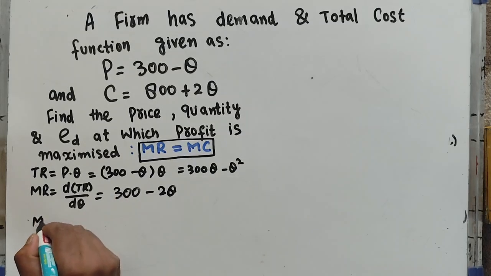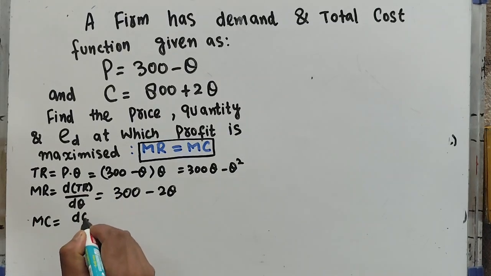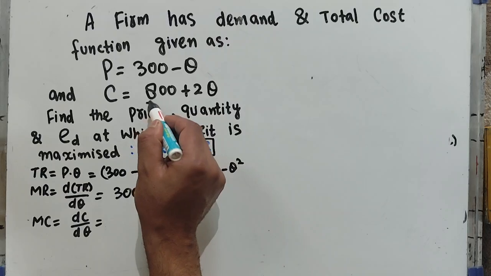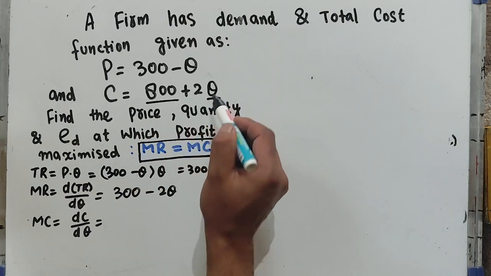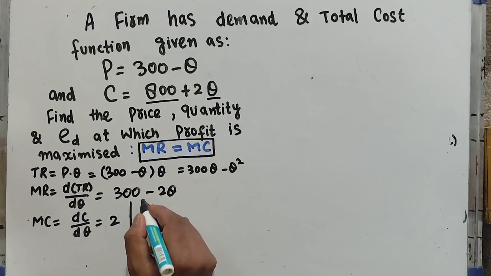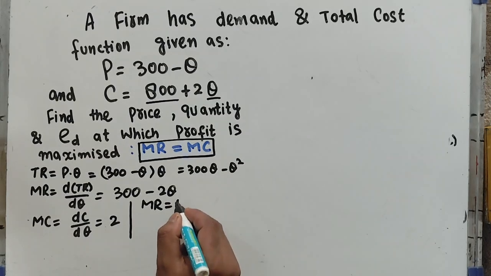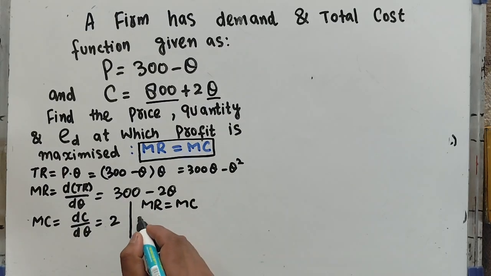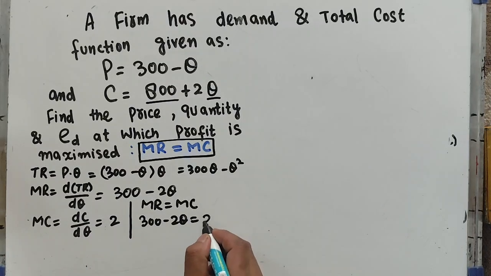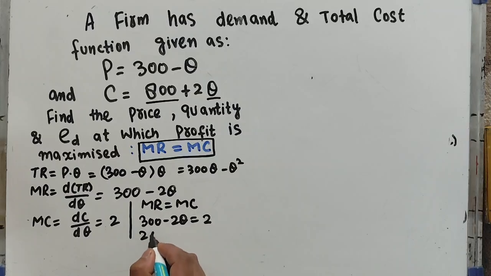Now what is marginal cost? Marginal cost is the change in the total cost due to the change in the output, that is the derivative of the cost function with respect to Q. Since this is the total cost function, the derivative of a constant is 0, the derivative of 2Q is 2, so we are left with 2. Now we equate marginal revenue with marginal cost for profit maximization. Marginal revenue is 300 minus 2Q, and we equate it with the marginal cost, which is 2. So transposing, we get 2Q is equal to 300 minus 2, which is equal to 298.